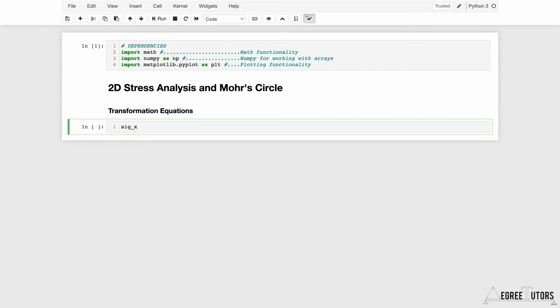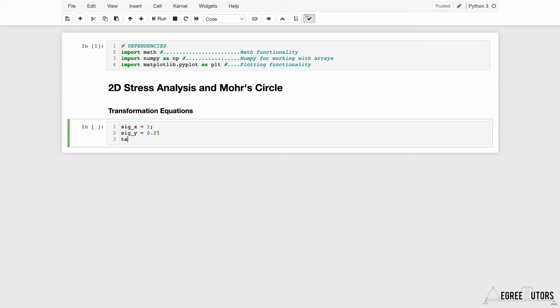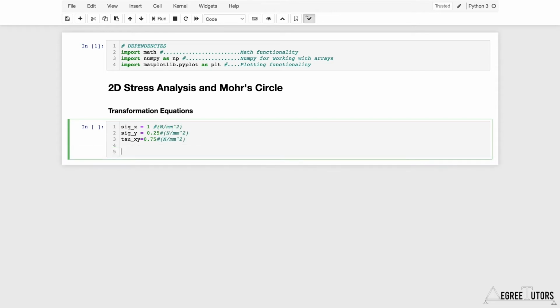So what have I got? I've got sigma x. We said that was going to equal 1. We said sigma y was going to equal 0.25 and tau was going to be 0.75. Okay, we'll just add a quick note to put in the units. Now I'm going to want to plot these transformation equations for a range of different angles.